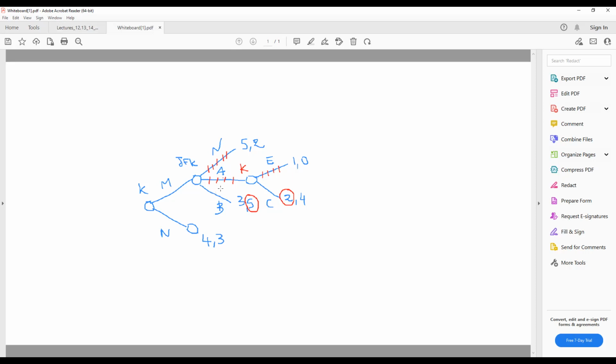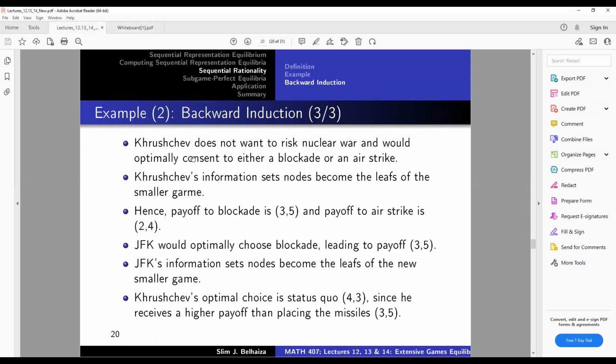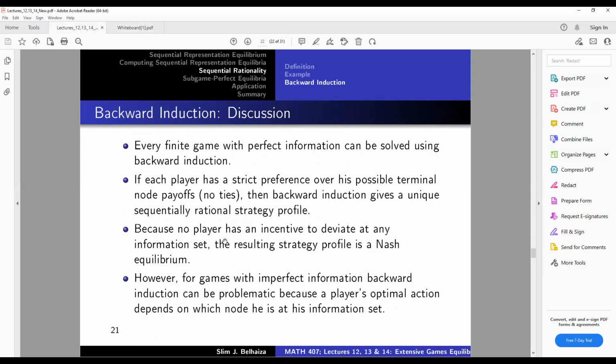Then if we eliminate the two other branches here, which are N and A, Khrushchev has to choose between 3 and 4, and of course he'll pick 4, which is the solution of the game, where he doesn't do anything. He doesn't put or install missiles in Cuba. So that's why the solution of the game was to remove the missiles from Cuba. That's the discussion we had in the previous video.